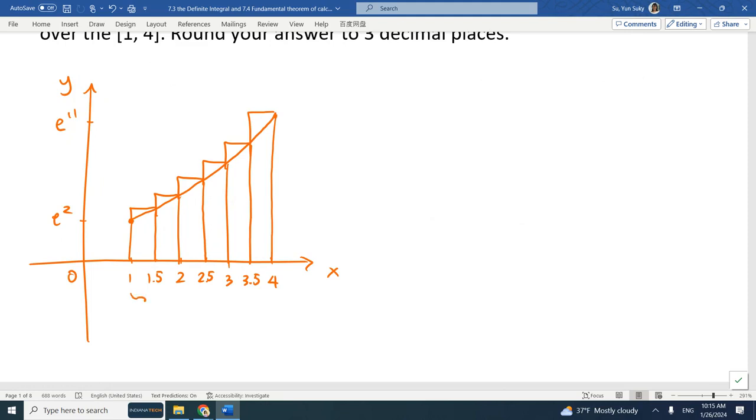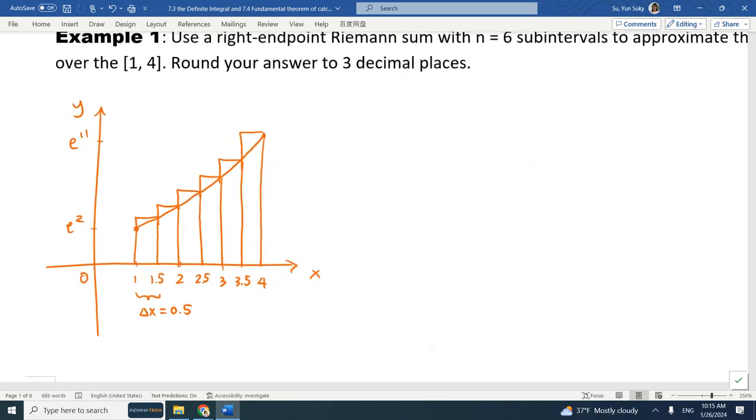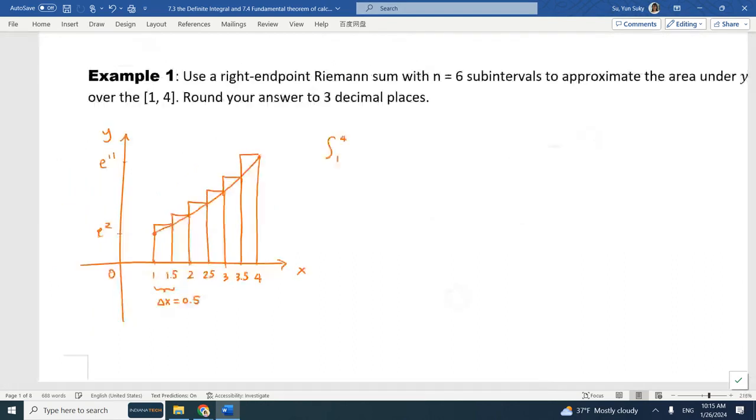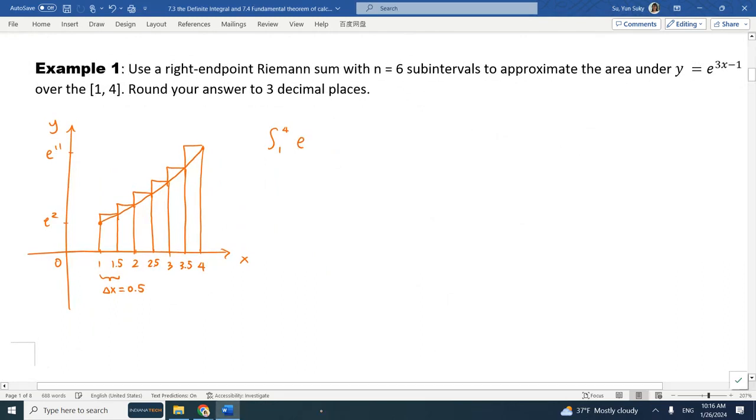What is the width? Yes, so 0.5 is the width. So we get our integral. So this is a definite integral from 1 to 4. And this function is e to the 3x minus 1. So this is definite integral. It represents the area under the curve from 1 to 4. And now we want to use the right Riemann sum with n equals 6 to approximate it.